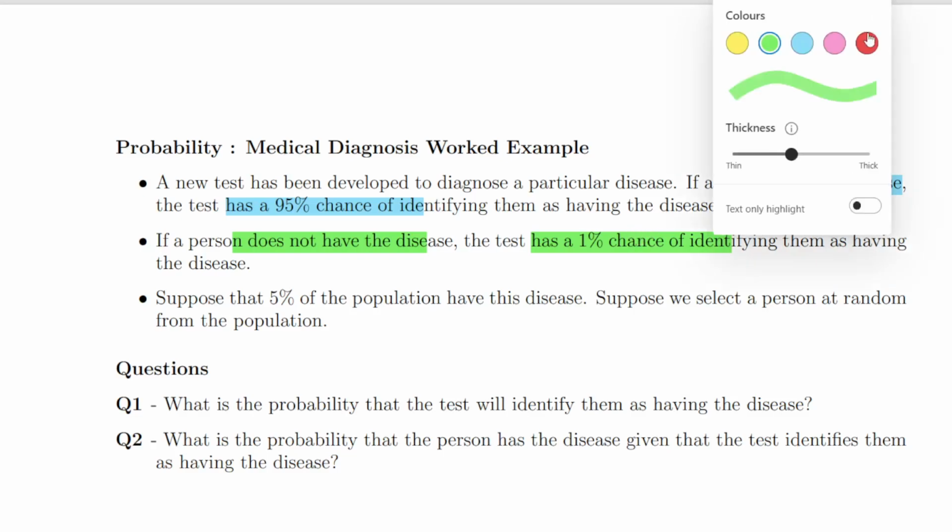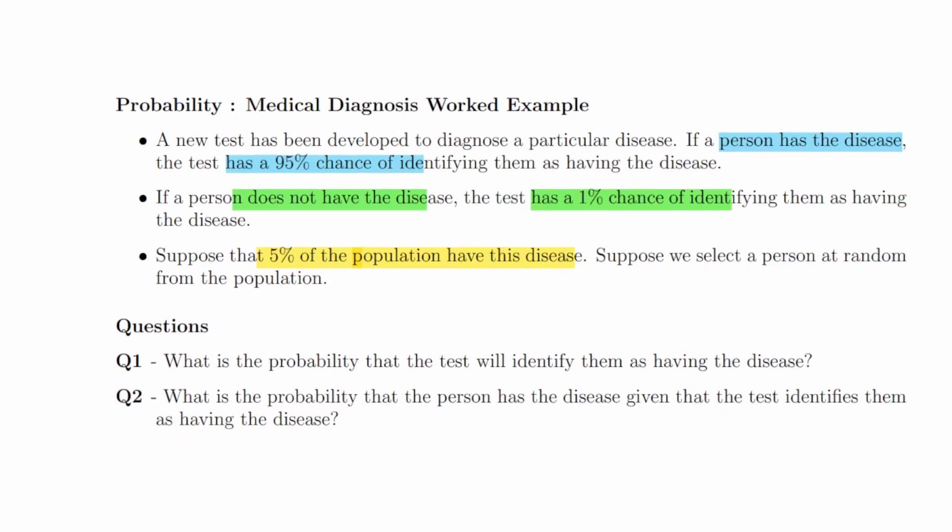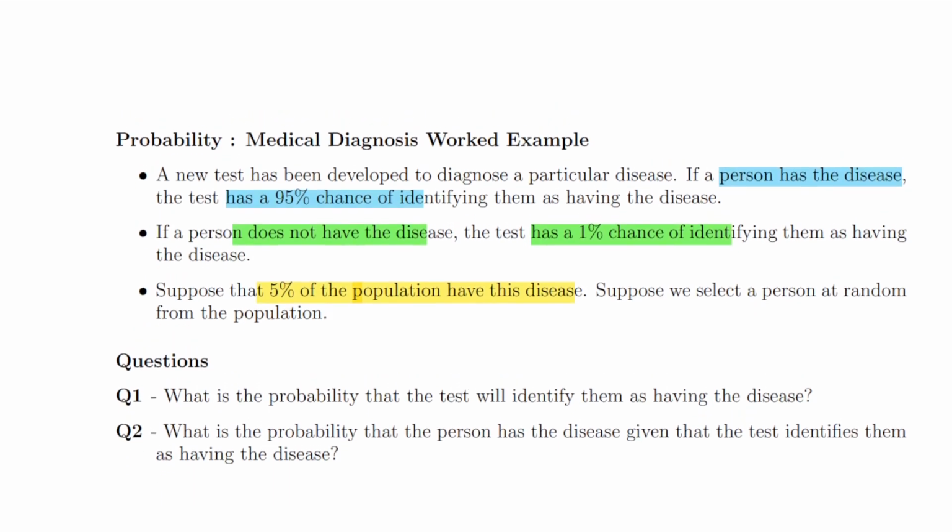Now, we're also told that suppose that 5% of the population actually will have this disease, and suppose that we select a random person from this population. So, two questions. What is the probability that the test will identify them as having the disease? And the second question is, what is the probability that the person has the disease given that the test identifies them as having the disease? So, it's essentially the concept of a false positive and a false negative.